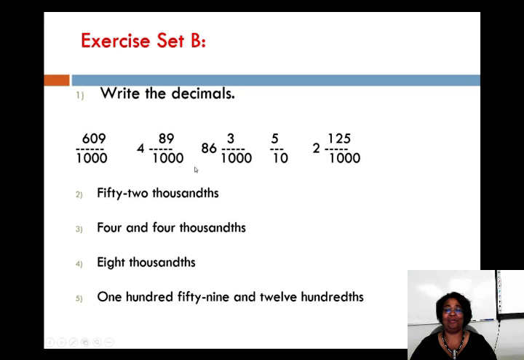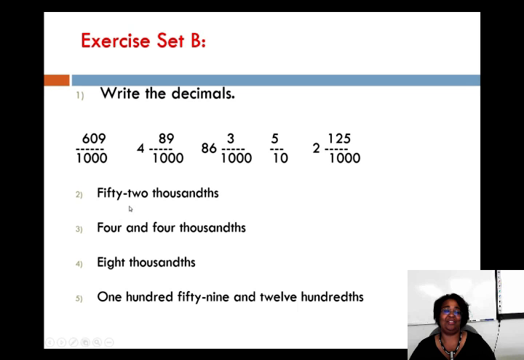0.089. Good. 4.089. And then this one should be good. 86.003. What about this one? No, this one here. 0.5. Okay, and then the last one? 2 point. Right, 2.125. That's right, Teresa.